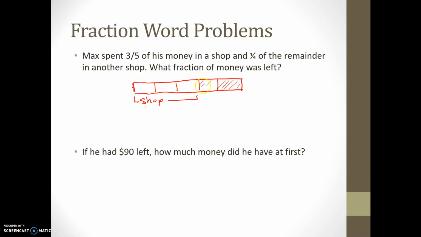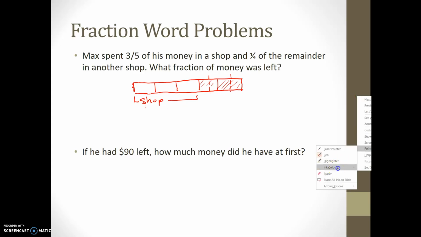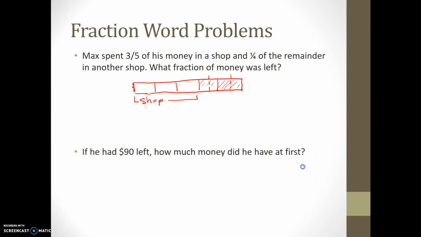I'm looking at that, and I've got 2 units right there. I can easily split that up into fourths and then show exactly what he spent in another shop. So let me go ahead and change colors here really quick. Let's do blue. If he spent 1/4 of the remainder in another shop, that's this portion right here. Okay? And let's put shop B for that.